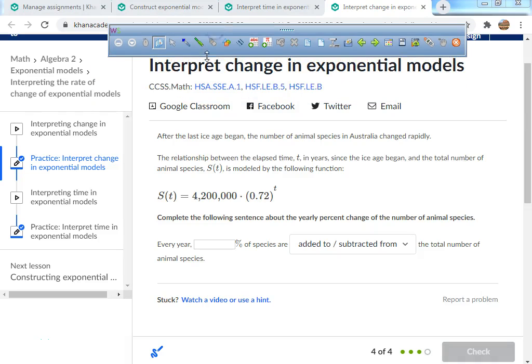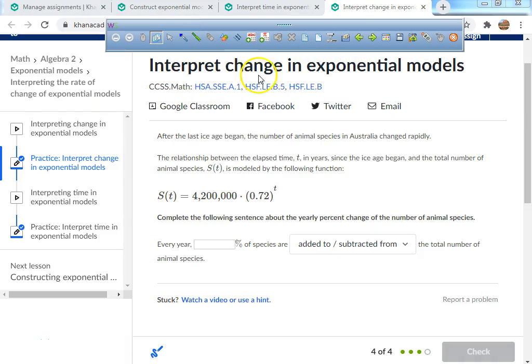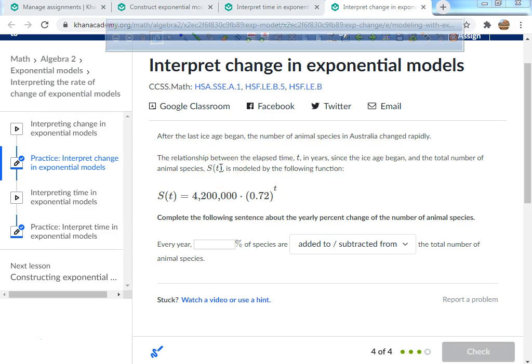Alright, in this video, what we're going to be talking about is how to interpret change in exponential models. So here's our function right here. It says after the last ice age began, the number of animal species in Australia changed rapidly. So this relationship is basically a decaying factor because it's going down over time. What we have to do is figure out the decay rate, how much is it losing, and we're going to type in our answer.